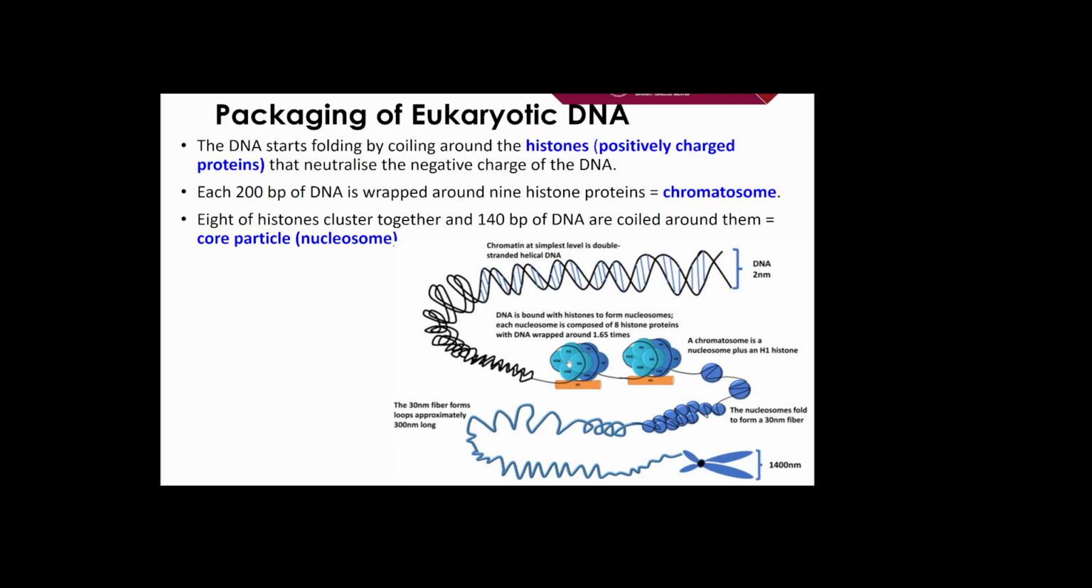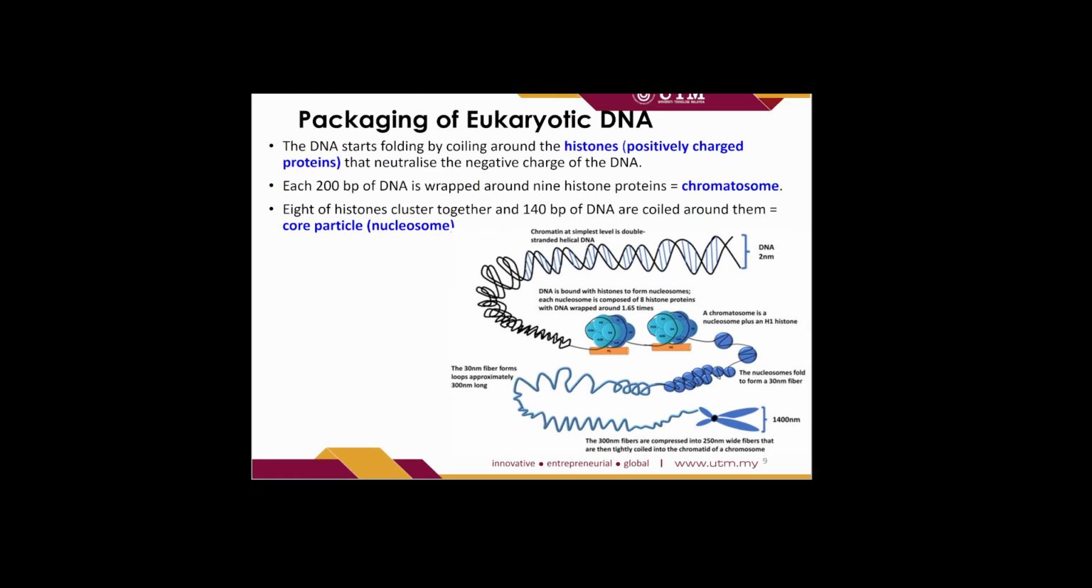The 8 histones come closer together, with 140 base pairs of DNA coiled around them, forming a core particle called a nucleosome. This is only 2 nanometer DNA. What is the thickness of this coil wrapped around itself? Each wrapped coil forms a 30 nanometer fiber diameter loop, approximately 300 nanometers long, for this very short DNA.